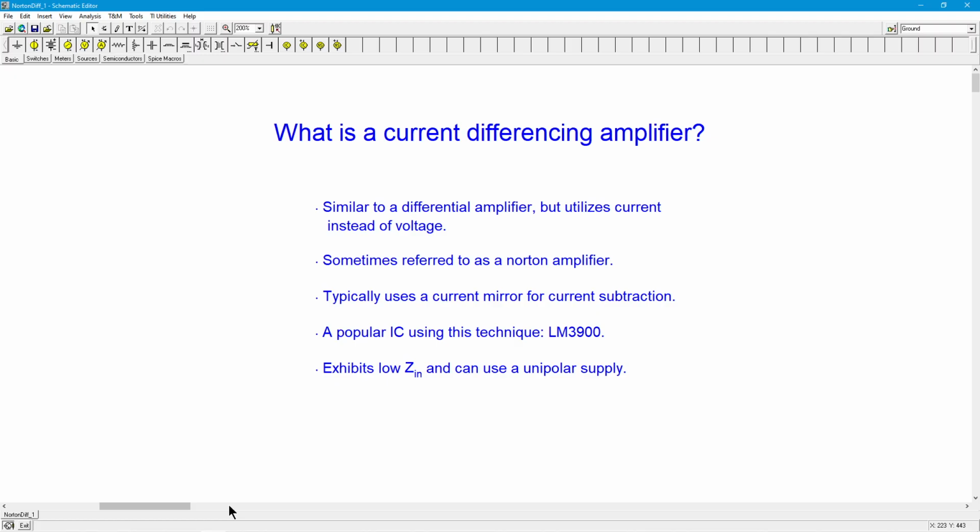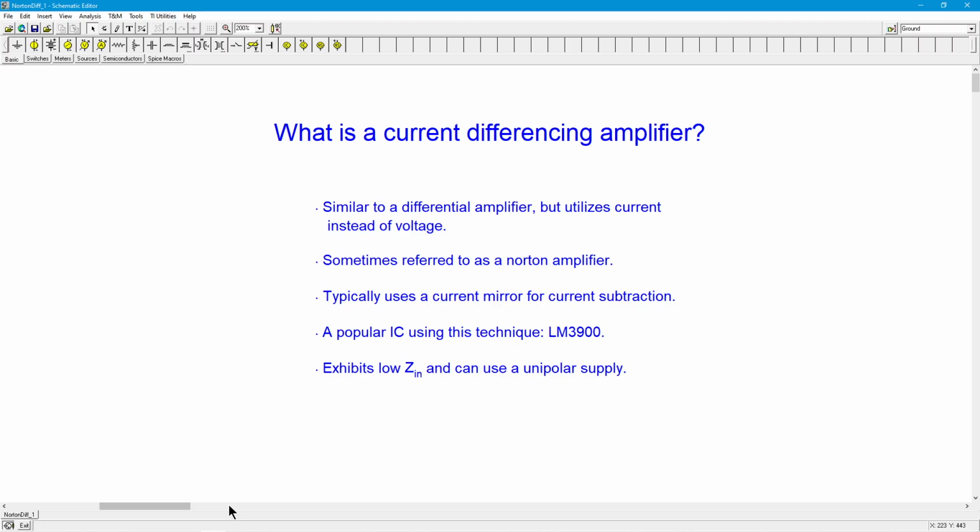A current differencing amplifier is current mode. So it's similar. We have a gain times a difference in current rather than voltage. In other words, we would have a current input number 1 and a current input number 2. So we say current number 1 minus current number 2, that gives us a differential current. Multiply by the gain, we get an output. Now, because it's current mode, typically this would be referred to as a Norton amplifier, right? You think of Norton's theorem. So current amplifier, Norton amplifier, same kind of thing.